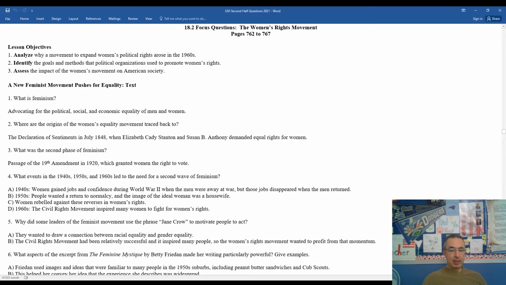1960, the civil rights movement inspired many women to fight for their rights as well. Similar to abolition in the middle 1800s, in the middle 1900s, the civil rights movement really brought women in as well.